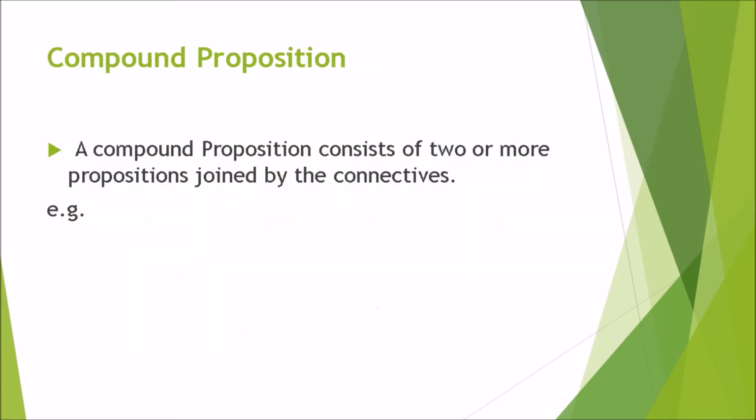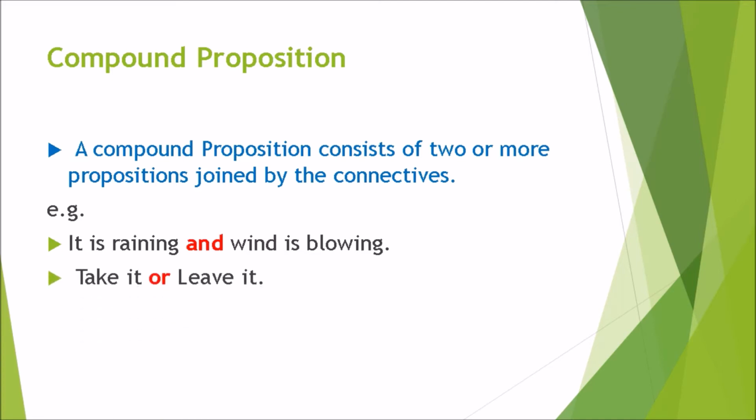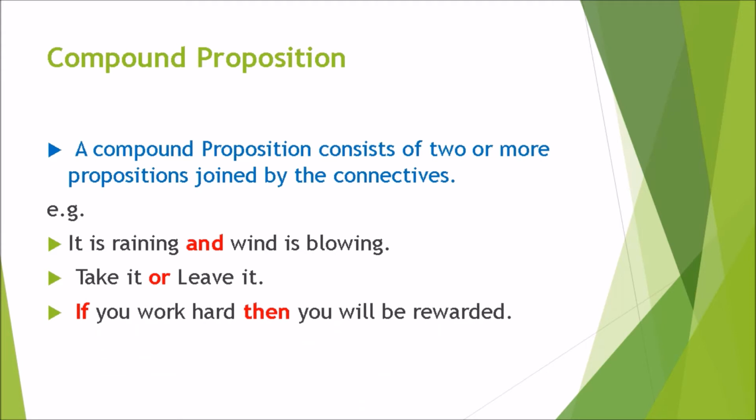Now we'll move to the next topic, that is compound proposition. A compound proposition consists of two or more propositions joined by connectives. We will see some examples. Example 1: it is raining and wind is blowing. Here we can see there are two propositions, it is raining and wind is blowing, which are connected with the connective and. Another example: take it or leave it. Here or is working as a connective. In another example, if you work hard then you will be rewarded, here if-then are working as connectives.